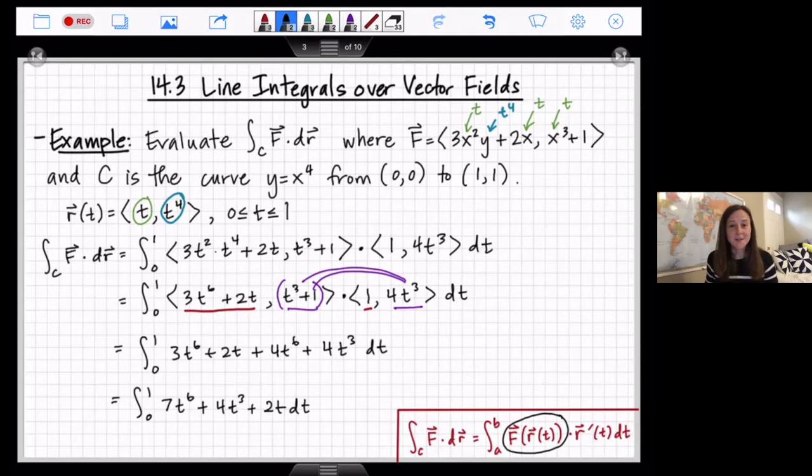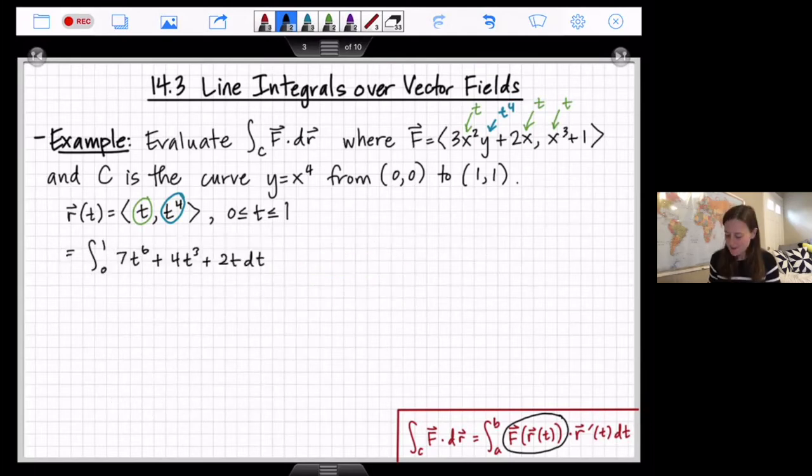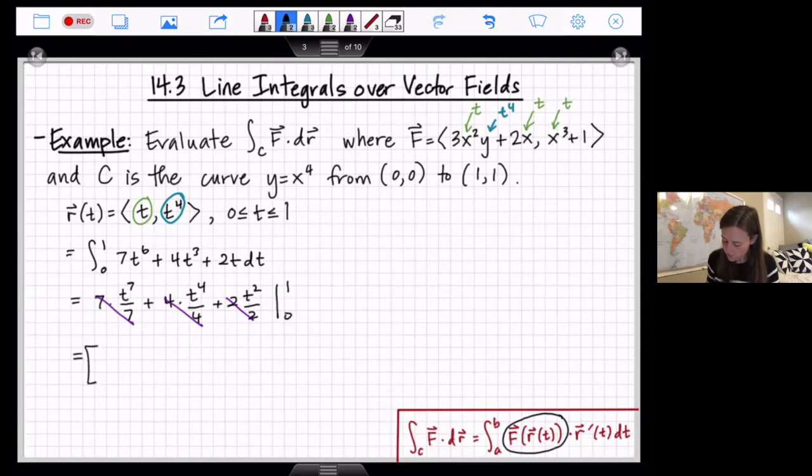I need a little more room, so let's clean off this slide. All right, so let's find this antiderivative. I'm going to integrate 7t to the 6th, so that's 7 times t to the 7th over 7, 4 times t to the 4th over 4, and then 2t squared over 2. Those are some magical coefficients. So then everything kind of drops out. My 2's cancel, 4's, 7's, and all of that is going to be evaluated 0 to 1. All right, so I'm going to plug in 1. Got 1 to the 7th plus 1 to the 4th plus 1 squared. And then I'm going to plug in 0 for t. It's a bunch of 0. And I've got 1 plus 1 plus 1 is 3.